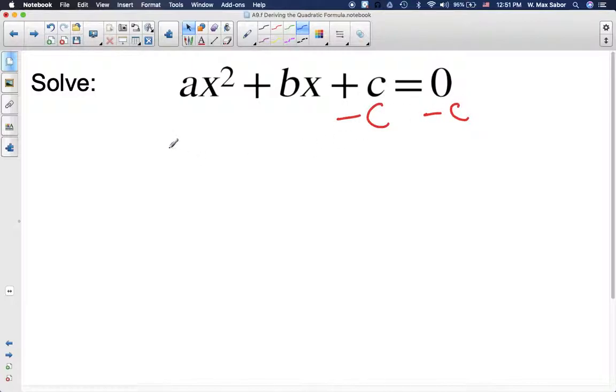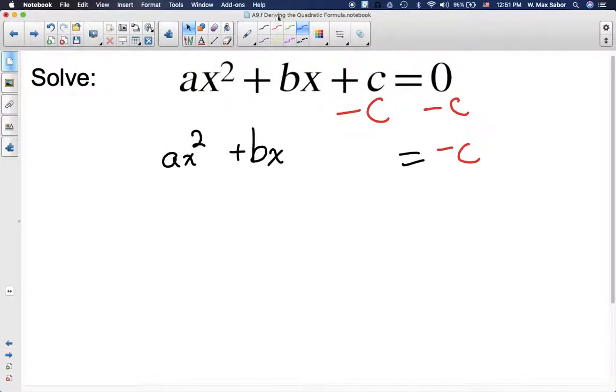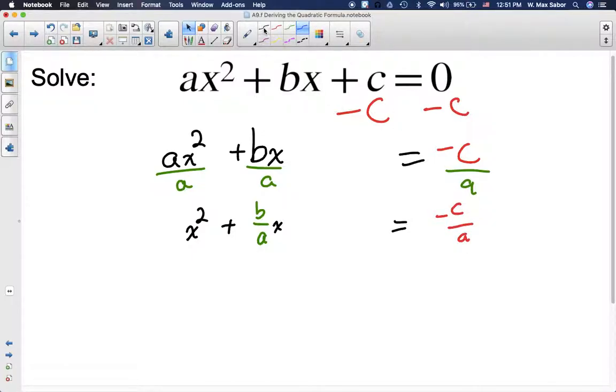Subtract c from both sides. So now we have ax squared plus bx equals negative c. Now, the next step is we need to get rid of a. Divide by a for each term. So we get x squared plus b over a x equals negative c over a. All right. Now we're ready to complete the square.